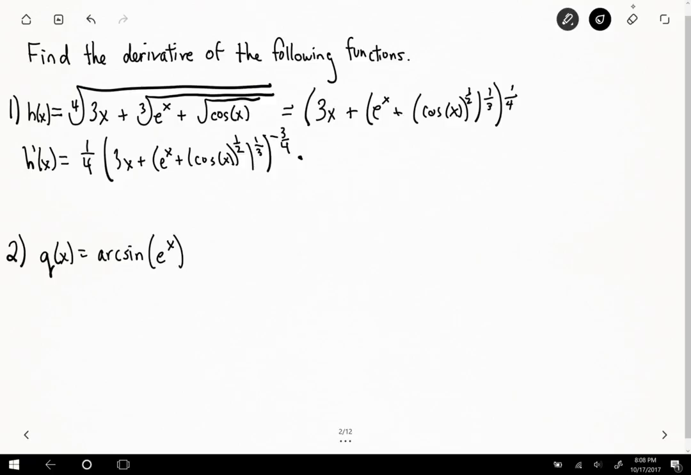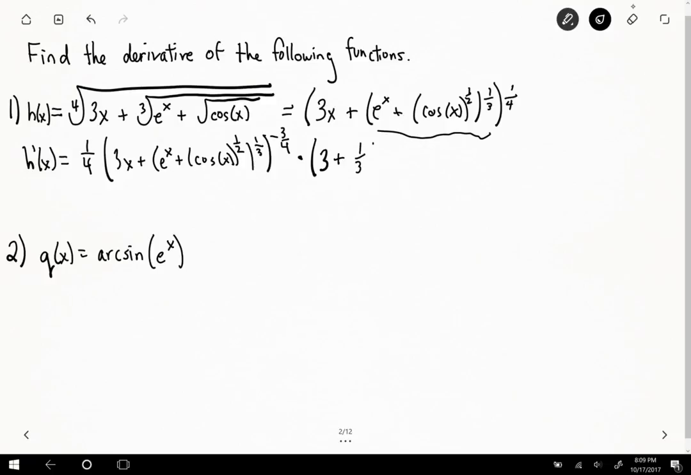Times. Now here's where it gets interesting. We start taking the derivative of the inside. Derivative of this is easy, right? The derivative of 3x is just 3. The derivative of this piece right here might be a little bit harder. And so what we need to do is look, your outside function is that 1/3, right? Raising it to the 1/3 power. So we'll need to use the power rule again and use the chain rule on top of that.